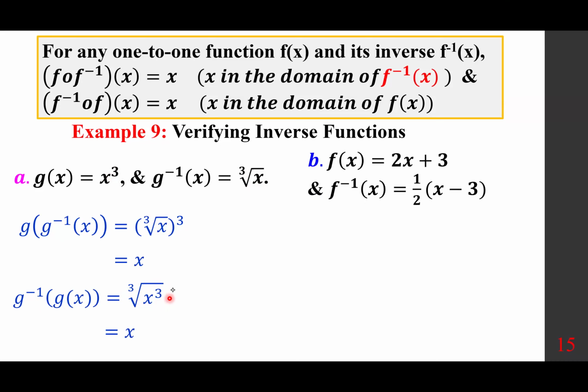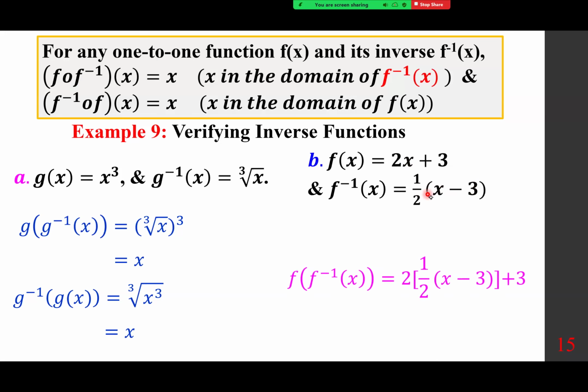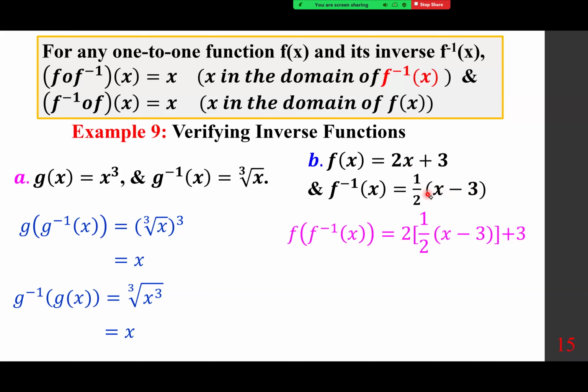Part B, f of x is 2x plus 3, f inverse is half of x minus 3. So if we go with f of f inverse, that means replace the x with this. Clearly, this 2 and this 1/2 cancel each other. We have x minus 3 plus 3, which is x.